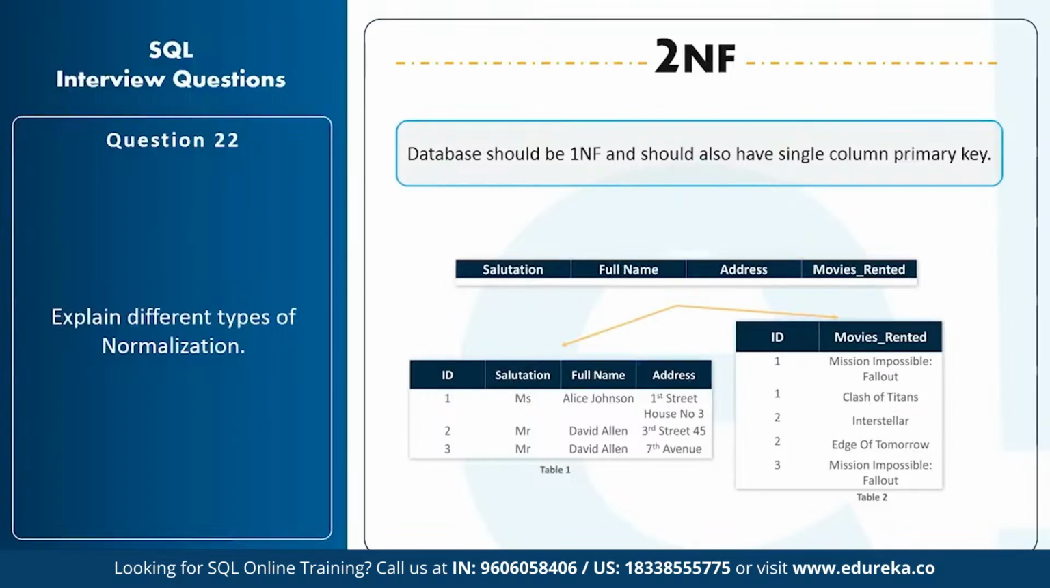Now in the 2NF, you'll clearly see that we have salutation, full name, address, and movies rented, right? Now to divide this table into 2 different tables, you can clearly see that I've added an ID to both the tables. So I've added ID, salutation, full name, and address, and ID, movies rented. So Miss Alice Johnson, staying in First Street, house number 3, has rented Mission Impossible. Similarly, she has rented Clash of Titans. Mr. David Allen, staying in 3rd Street, 45, has rented Interstellar and Edge of Tomorrow. And Mr. David Allen, staying in 7th Avenue, has rented Mission Impossible Fallout. So that's how I've divided the table into 2NF.